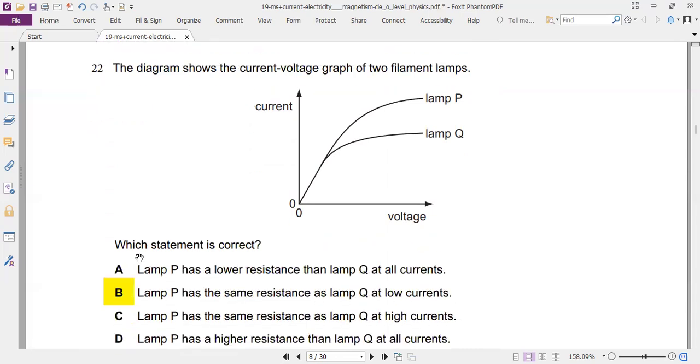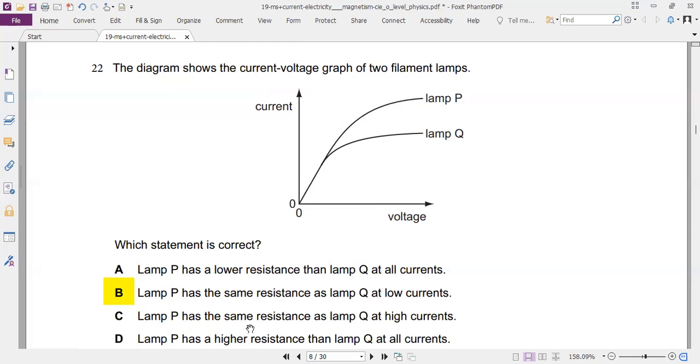So which statement is correct? We will go one by one. Does lamp P have a lower resistance than lamp Q at all currents? No. It's only equal resistance up to this point, and then its resistance starts to decrease. Sorry, it doesn't decrease. Actually, the resistance of Q starts to increase. That's why applying any more voltage does not increase the current, whereas lamp P's current is increasing all the way up to here, and then it starts to decrease.